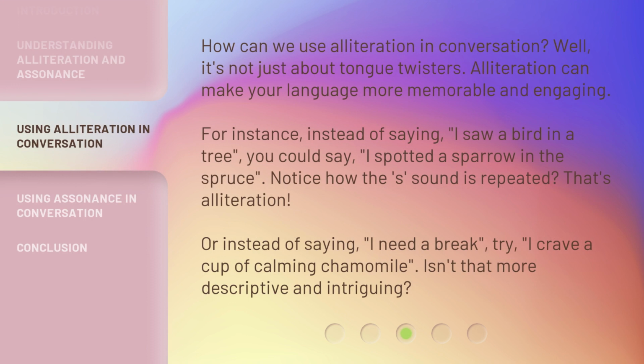How can we use alliteration in conversation? Well, it's not just about tongue twisters. Alliteration can make your language more memorable and engaging.